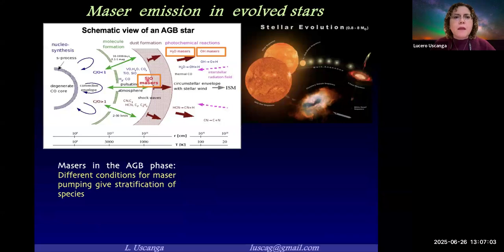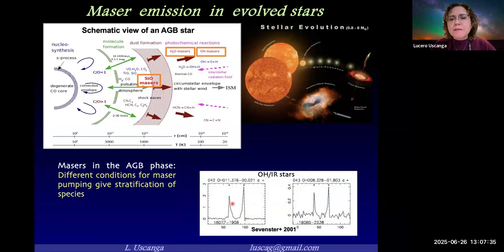This is a schematic view of an AGB star, and these are the typical masers that can be present. First, very close to the central star, the SiO masers, farther away the water masers, and finally the OH masers at distances of about 10,000 AU. They present this stratification because of the different conditions for the pumping of each molecule.